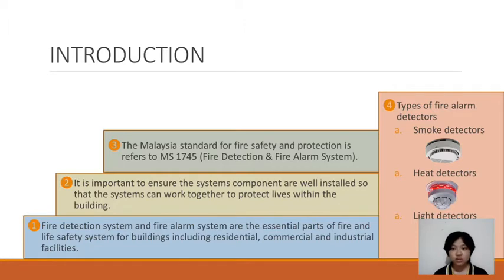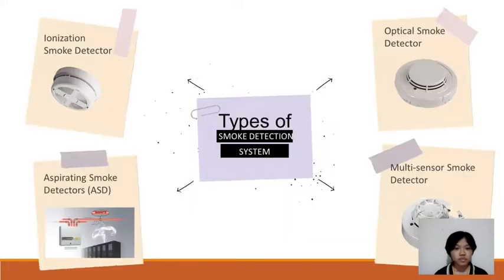So the Code of Standard for Fire Safety and Protection refers to MS Malaysia Standard 1745. So there are three types of detectors, which are smoke detectors, heat detectors, light detectors. So smoke detection system. There are four types: ionization smoke detector, optical smoke detector, aspirating smoke detectors (ASD), multi-sensor smoke detector.